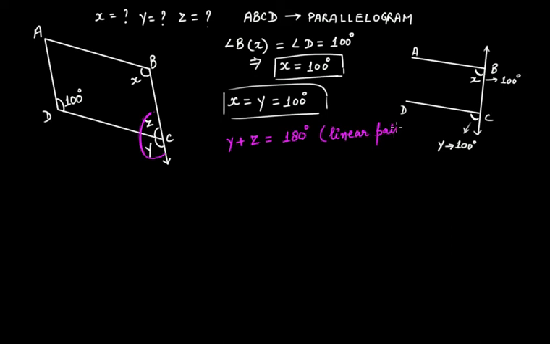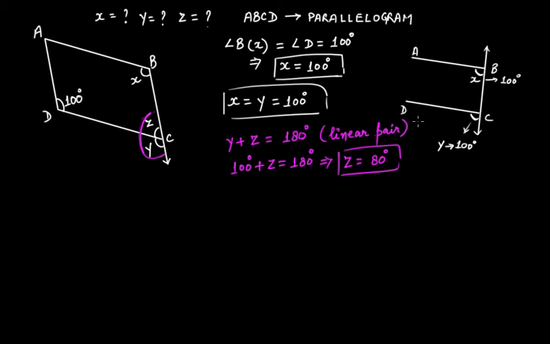Now since it's forming a linear pair, we know the value of y, that is 100 degrees. So 100 degrees plus z is equal to 180 degrees. From here you get z is equal to 180 degrees minus 100 degrees, that is 80 degrees. Right? So x is 100, y is 100 and z is 80 degrees. There is another way to calculate the value of y and z.